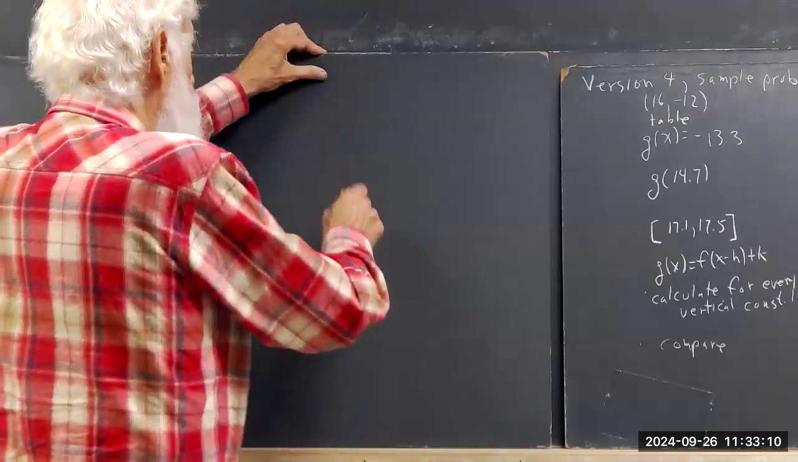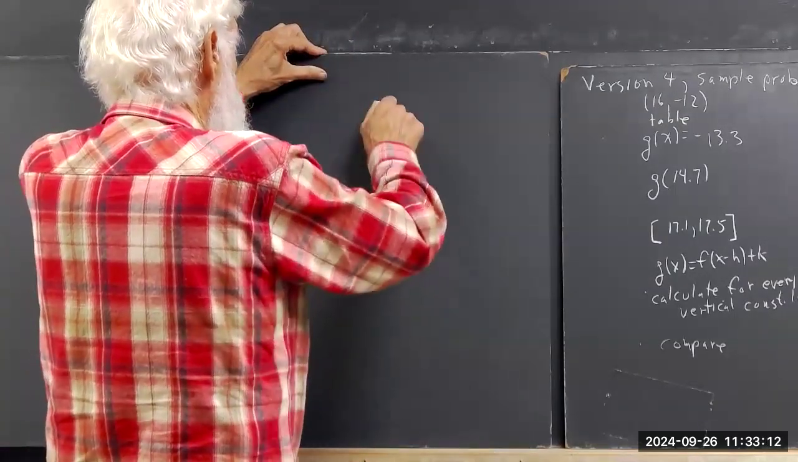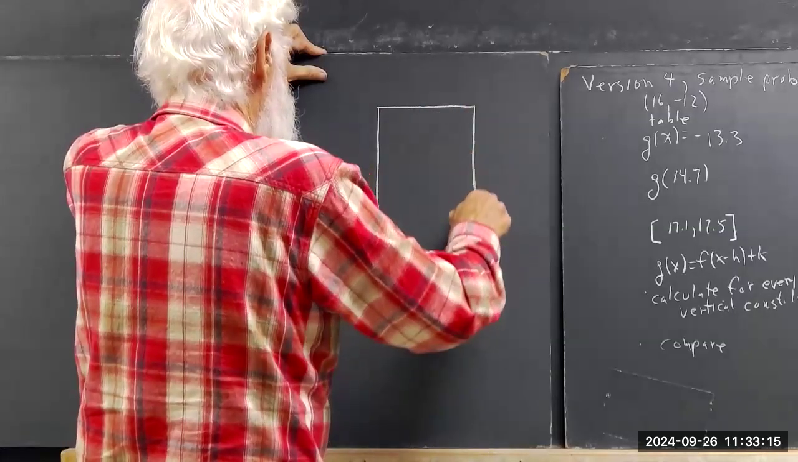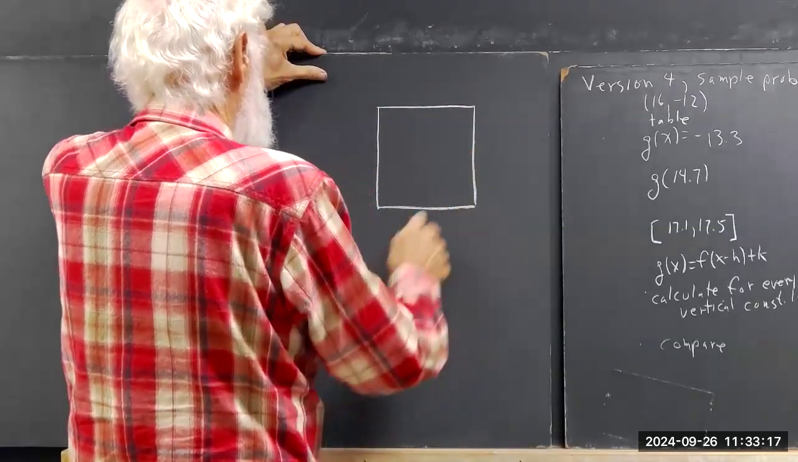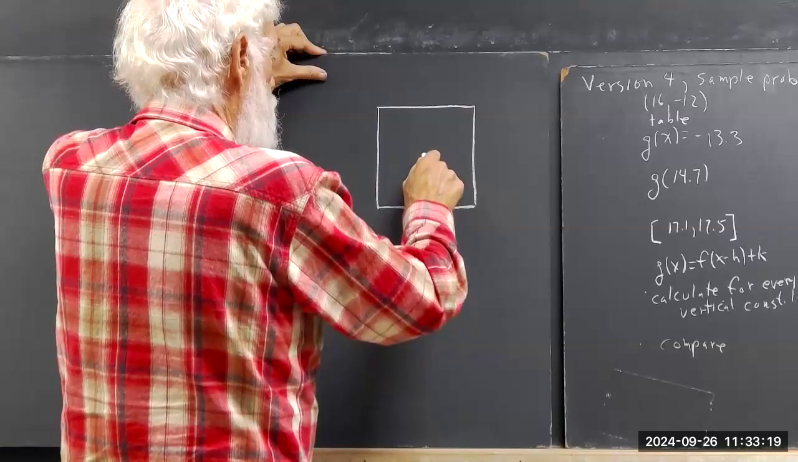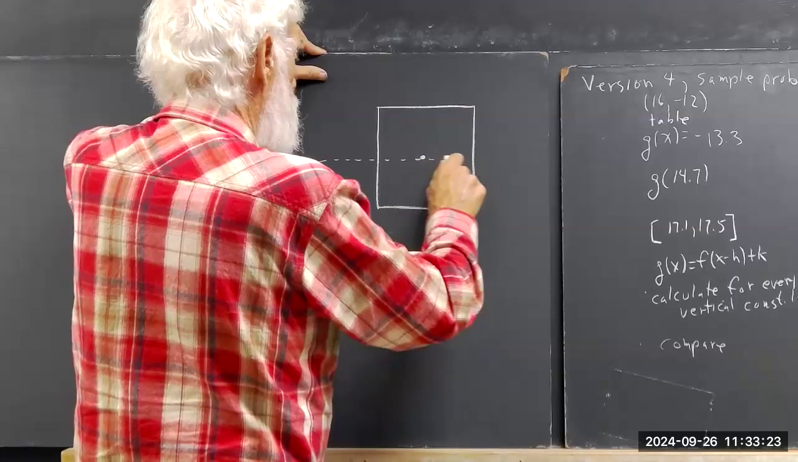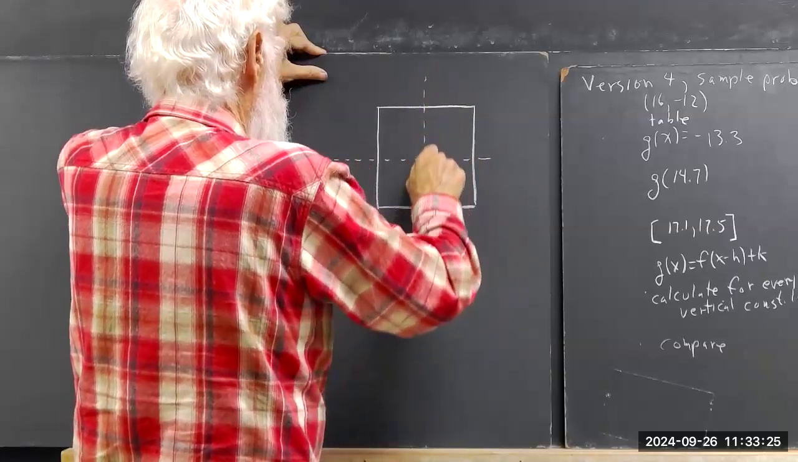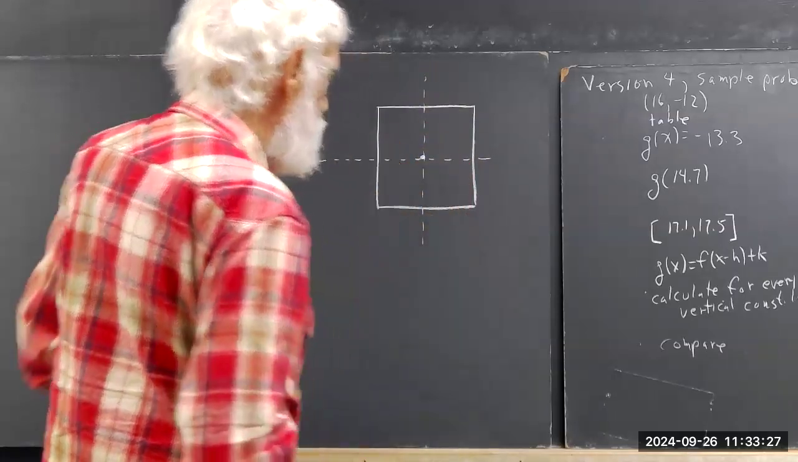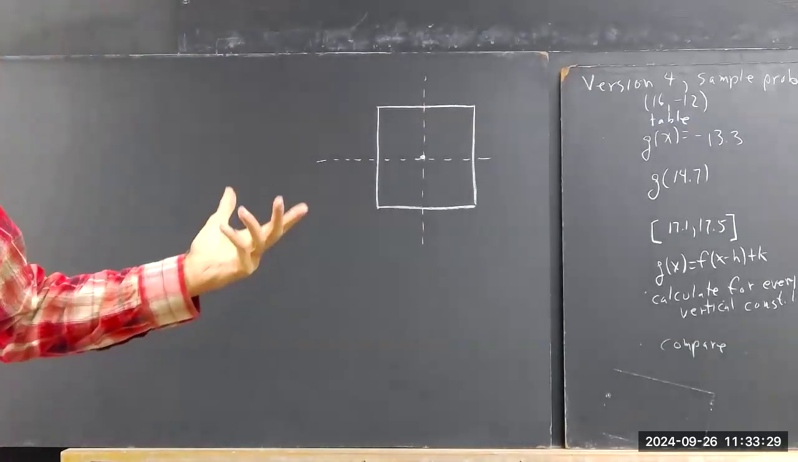Okay, so we do a 4x4 rectangle. And we put the red dot at the center for the reciprocal shape. And then we immediately draw a horizontal line and a vertical line through the red dot.